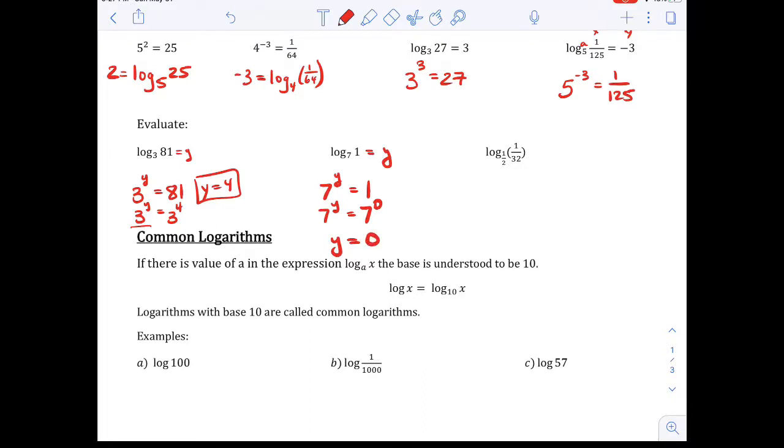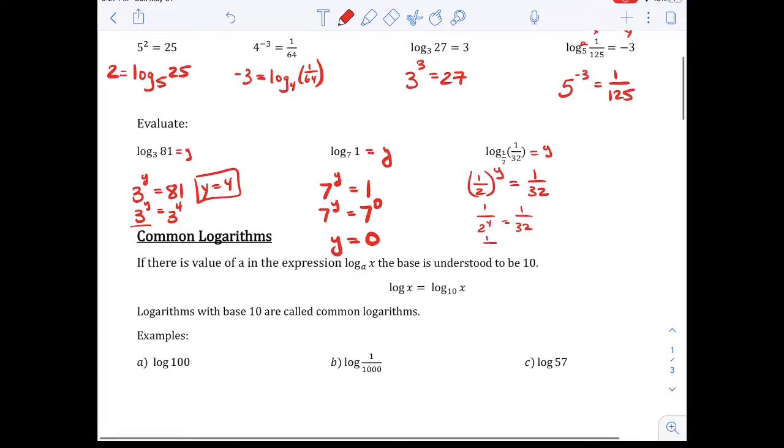And last one over here. 1 over 2 to the power of, we'll call it y, is equal to 1 over 32. One thing that you might remember about exponents is that they apply to both the top and the bottom. So really it's 1 over 2 to the y is equal to 1 over 32. And we're trying to find out, well, what is the exponent that I could have on 2 that would give us 32?